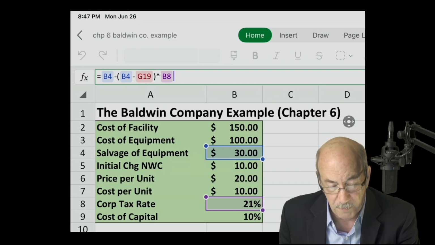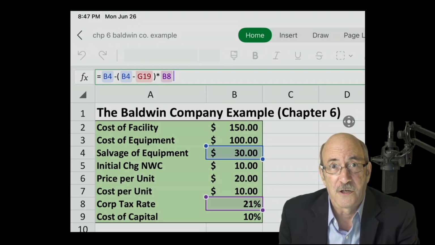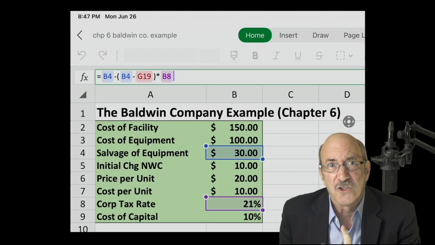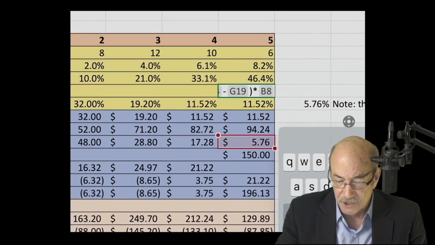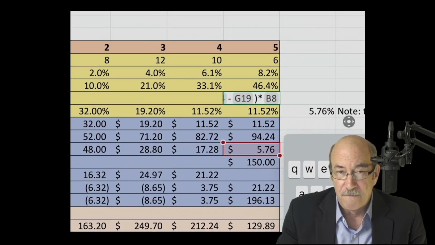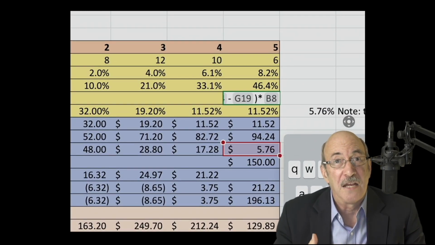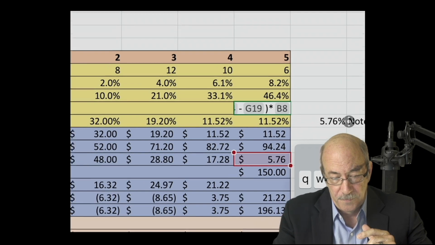Okay, B4 is simply the price of the machine, or the salvage value of the machinery. So that's 30,000, right? Now, in the parentheses, I have, again, referenced B4, which is 30,000, minus G19. Remember what G19 was? Yeah, G19 was right down here, 5,760. That's my basis. That's the value on the books. Anything above that is taxable, right?